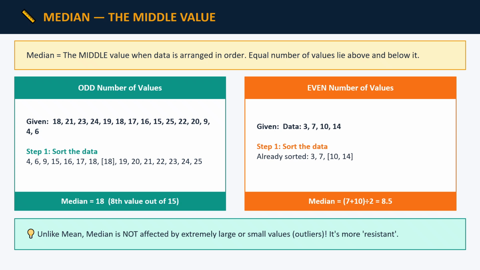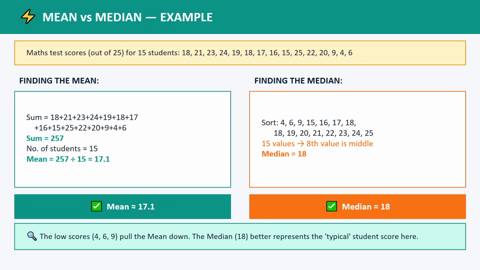Let's understand this with an example. Suppose the marks of 15 students include some very low scores like 4, 6, and 9. When we calculate the mean, these low values pull the mean down to around 17.1. But when we find the median, it comes out to be 18, which better represents the typical student. So sometimes median gives a better picture than mean.